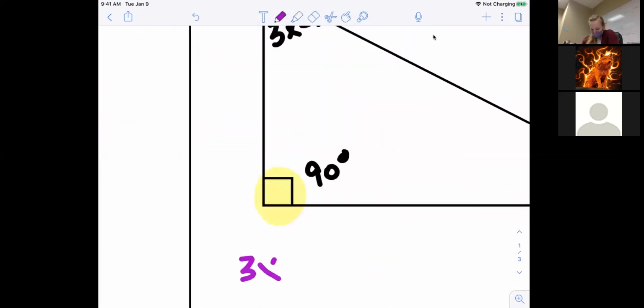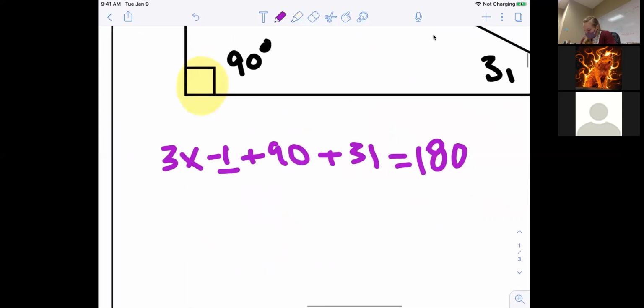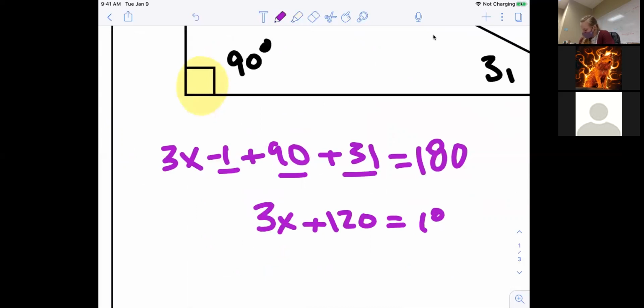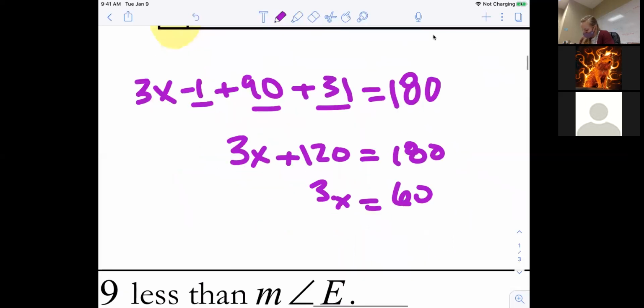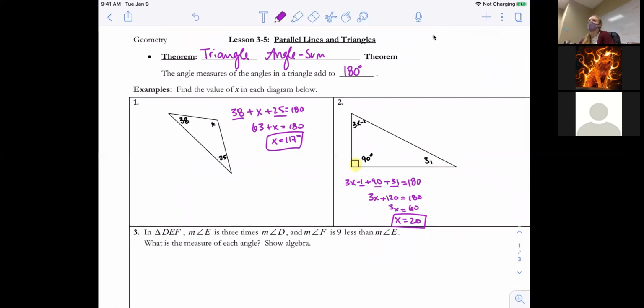And I'm going to do 3x minus 1 plus 90 plus 31 equals 180. Combine my like terms. Negative x, positive 90, positive 31 is 120. 3x plus 120 equals 180. 3x equals, minus 120 from both sides, I get 60. X equals 20. We doing okay so far?